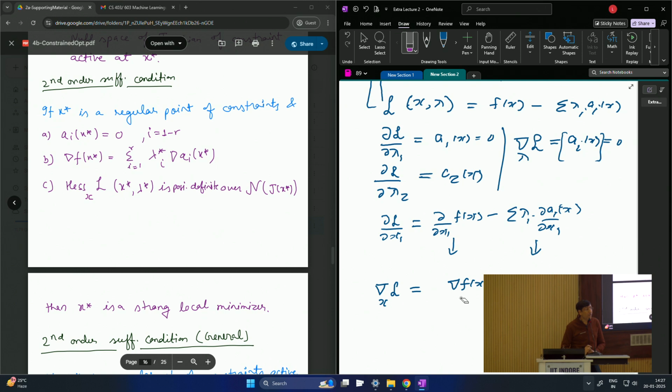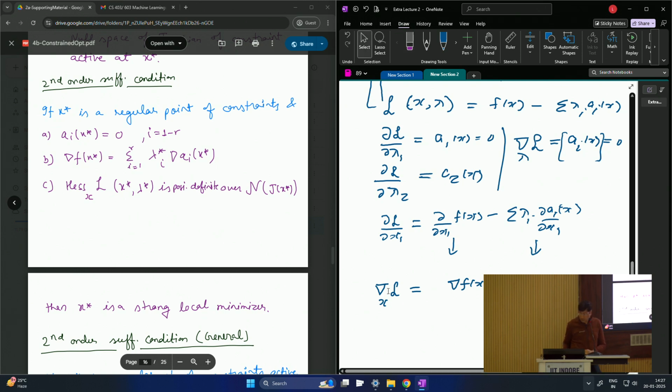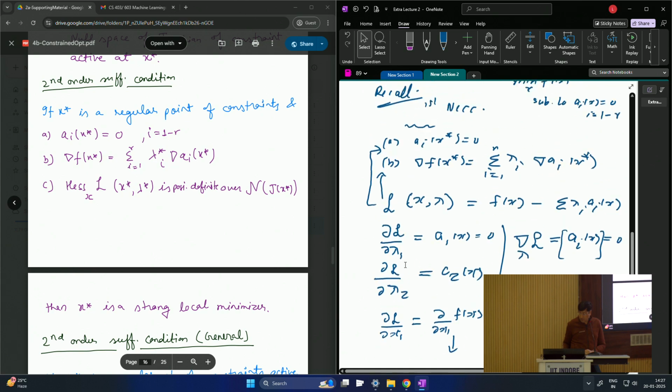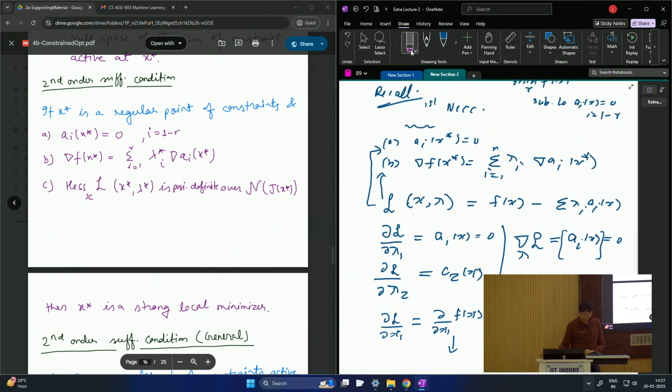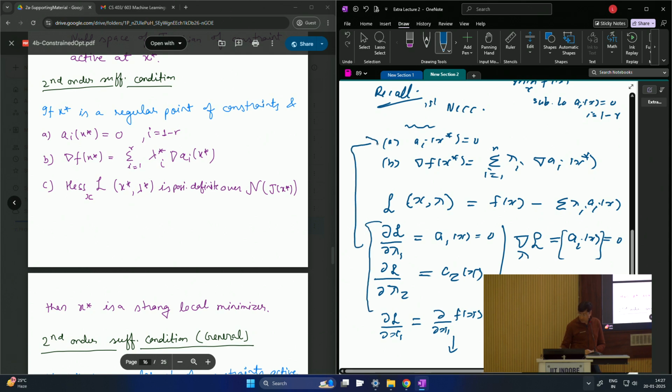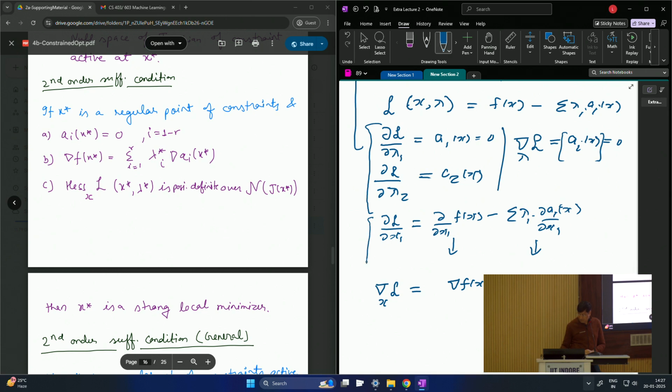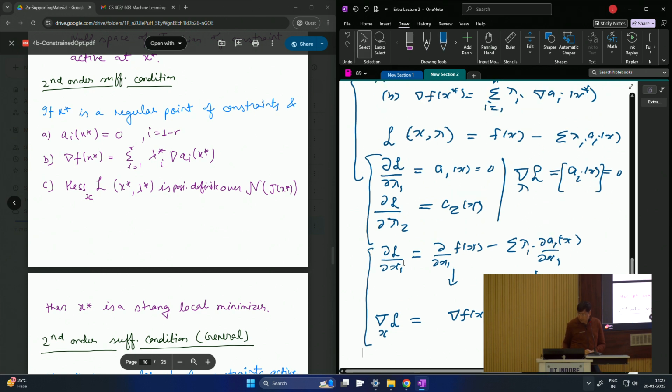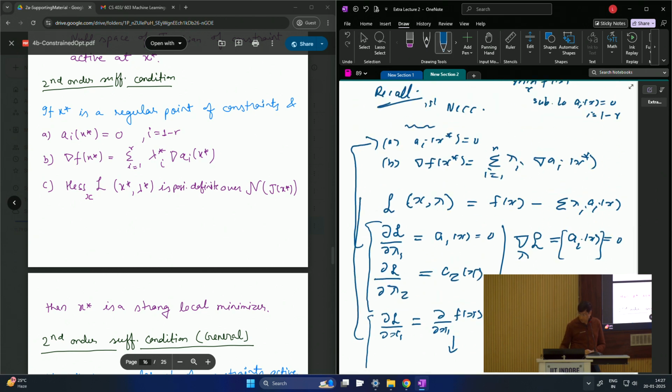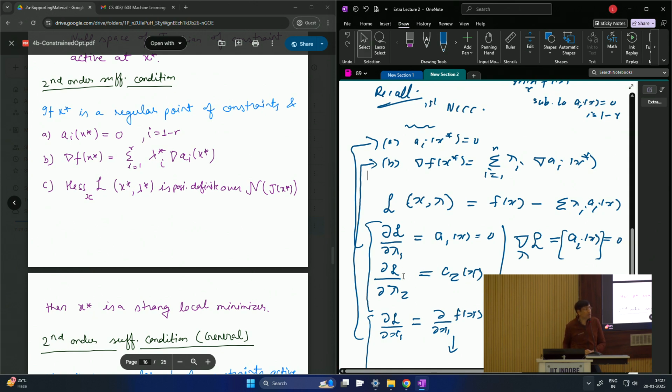Yes or no? So we got the second condition by taking the gradient of the Lagrangian with respect to x. We got the first condition by taking the gradient of the Lagrangian. So this gives us this, and this gives us this. Correct? Yes or no?